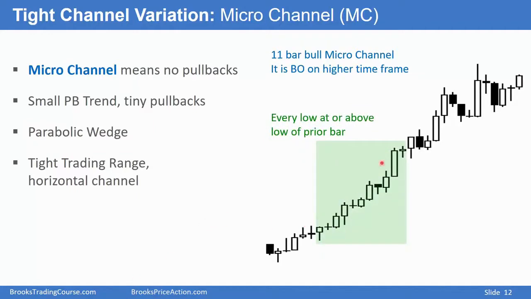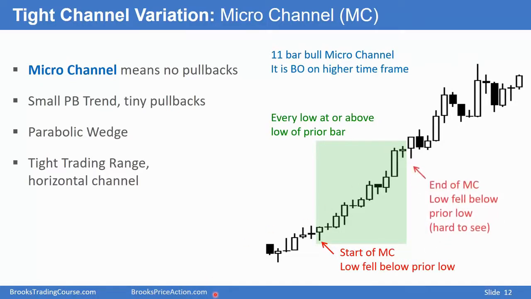During these 11 bars, every low is at or above the low of the prior bar, and therefore it is a microchannel, which is a very special type of tight channel. It's a tight channel where there are no pullbacks. This bar traded below the low of that bar, and it began the microchannel. This bar traded below the low of that bar. It ended the microchannel. It's hard to see, but in fact, that bar did trade slightly below the low of that bar.